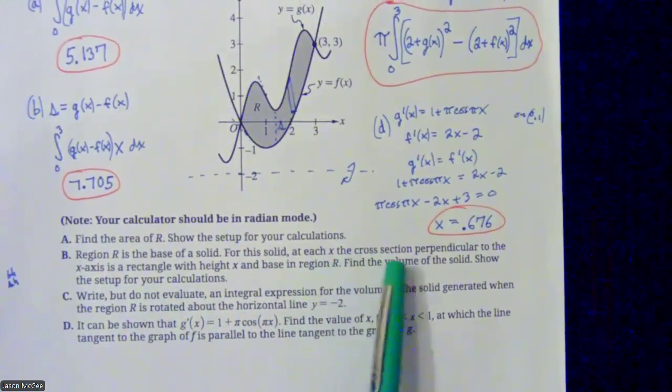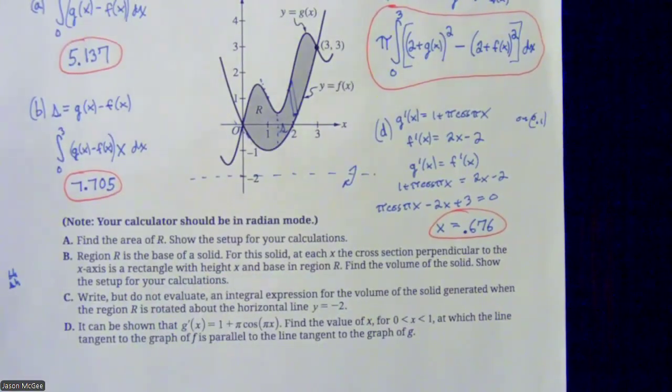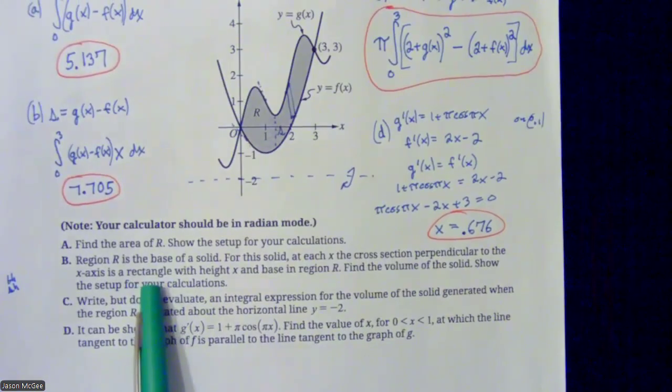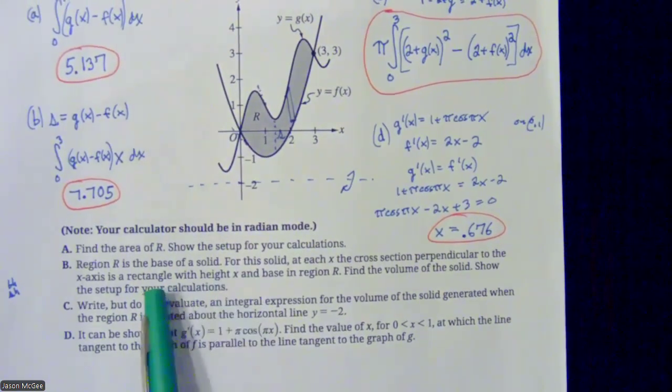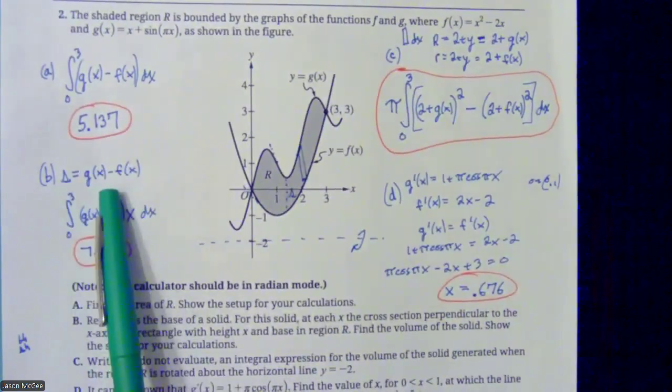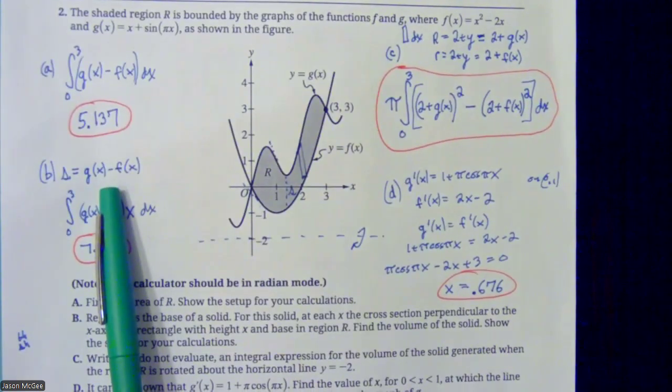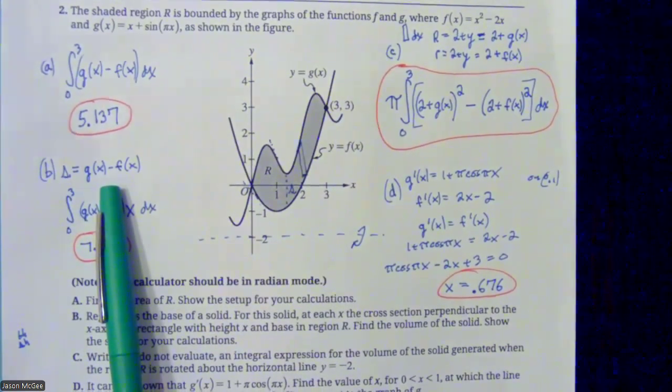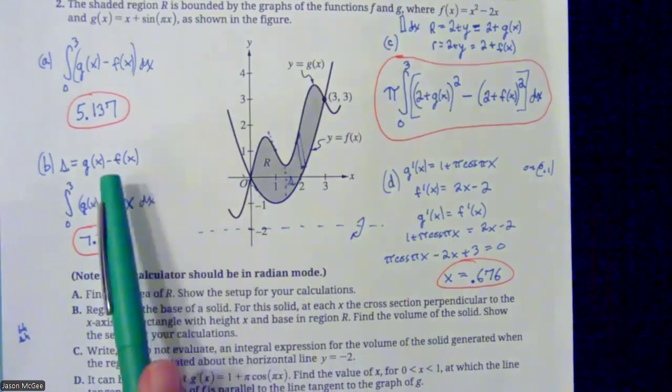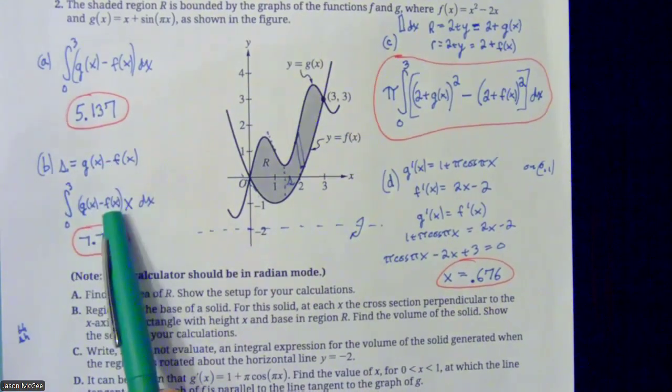And remember, when you do the cross sections for the volume, you integrate the area of the cross section shape, which they tell us are rectangles with the height of x. When they give you rectangles, whatever you find for the s, that is the base of your rectangle. The area of a rectangle is base times height, so you're going to integrate base times height. Your base is the s, that's the g minus f.